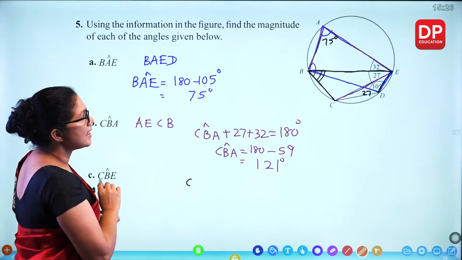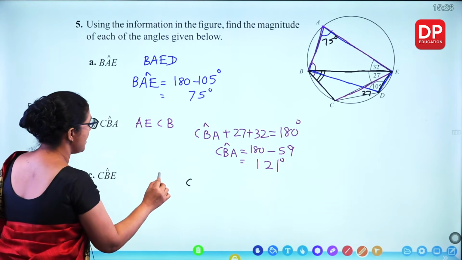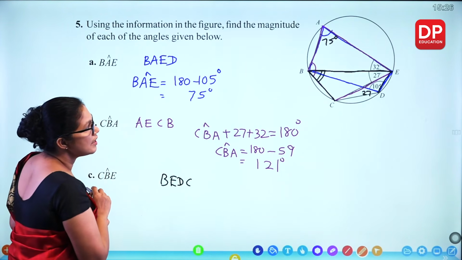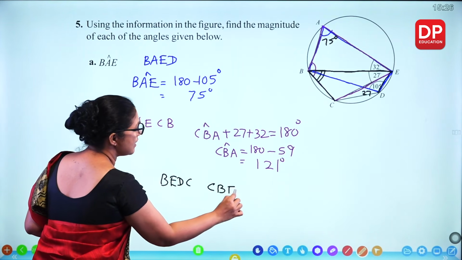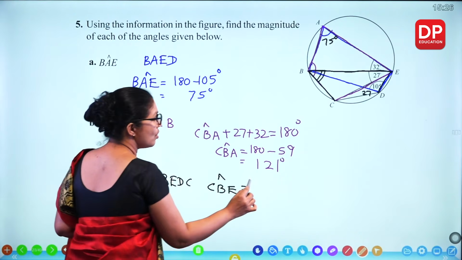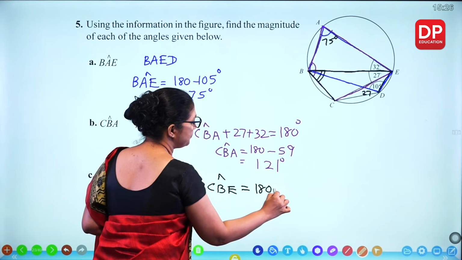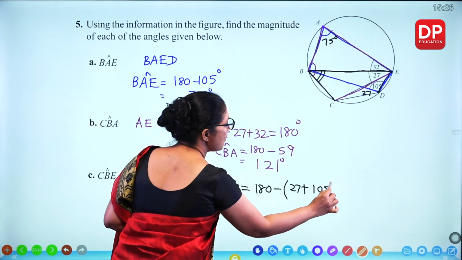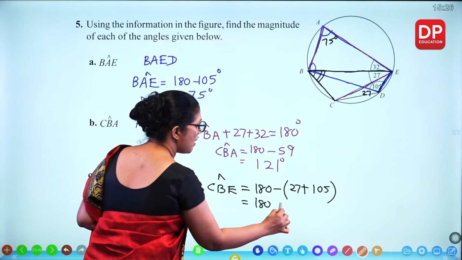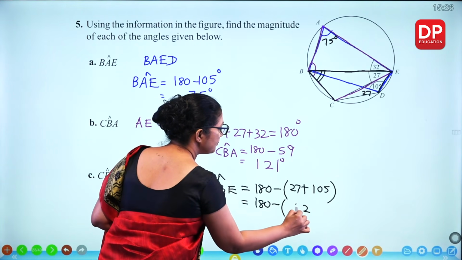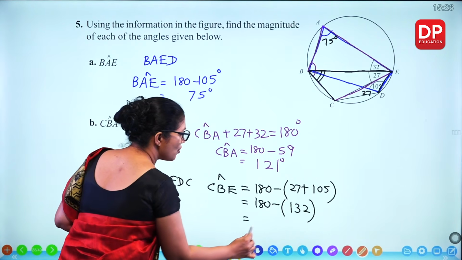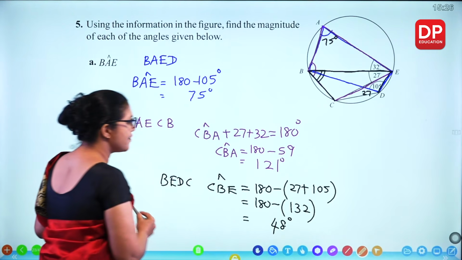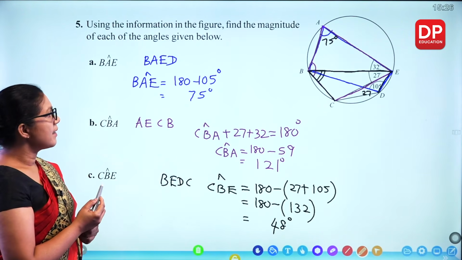CBE. Now we are taking BEDC quadrilateral, cyclic quadrilateral. CBE angle is equal to 180 minus the sum of the other two angles, 27 and 105. 180 minus 132, you get 48 degrees for CBE angle.